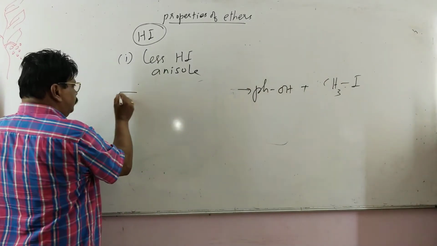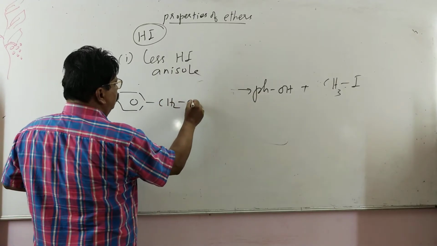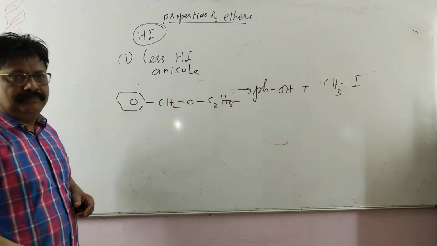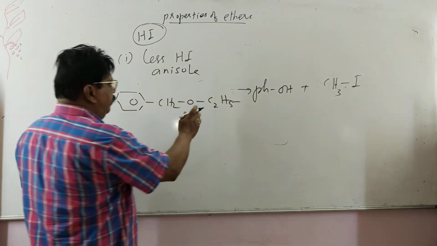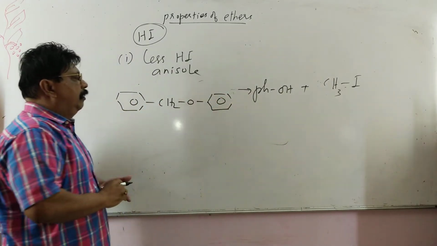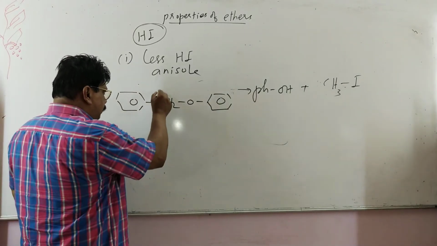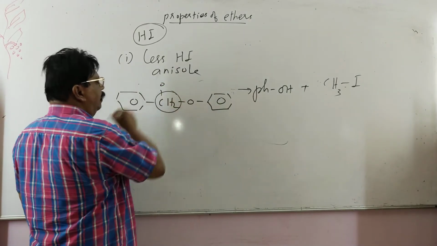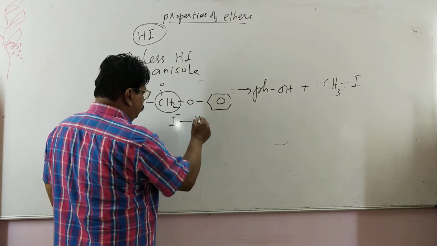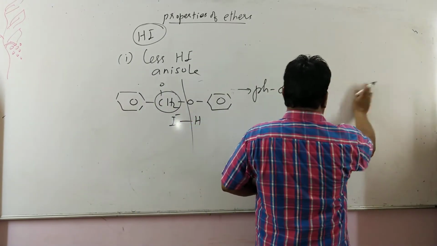If I take this grouping, see this one, or I take this ether, which bond will be broken with the HI? Because this is a primary CH2 group, iodine will go here and we get phenol plus benzyl iodide.